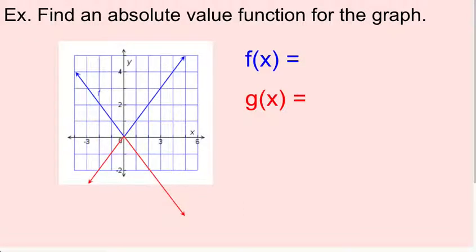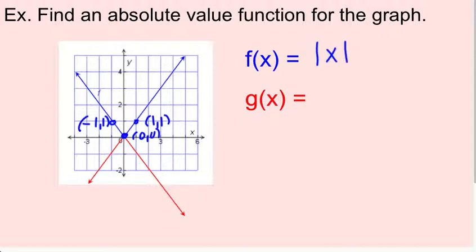Video set, these go pretty fast. So what we have is a parent function. This parent function is f of x. Notice the shape is a V. Here is some of our points. Over 1, 1, negative 1, 1, 0, 0. If you recognize that, that's your absolute value function.